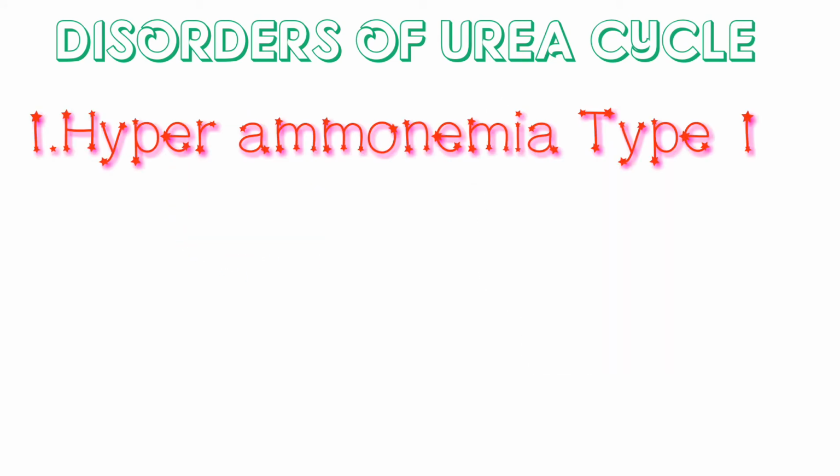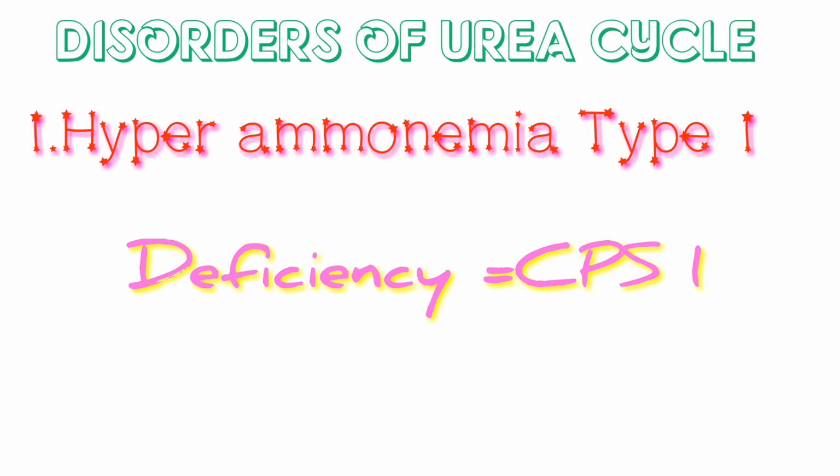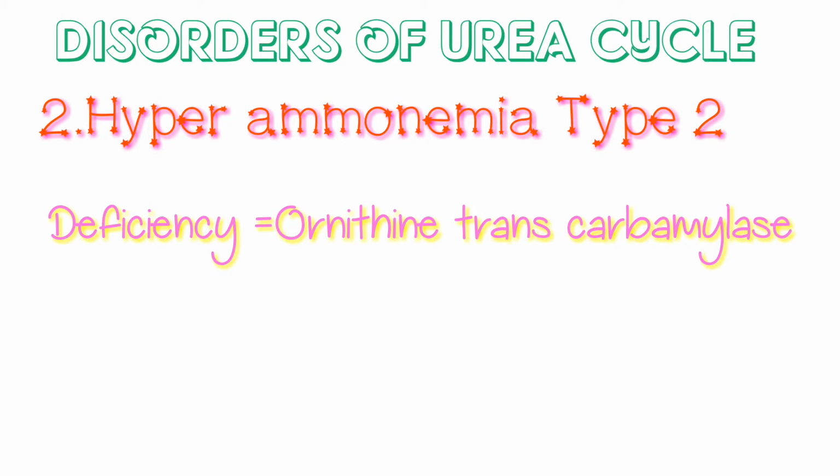First one, hyperammonemia type 1. It is due to the deficiency of CPS1 or carbamoyl phosphate synthase 1, the enzyme which is used to form carbamoyl phosphate. Next one, hyperammonemia type 2. It is due to the deficiency of ornithine transcarbamylase. It is an X-linked disorder.